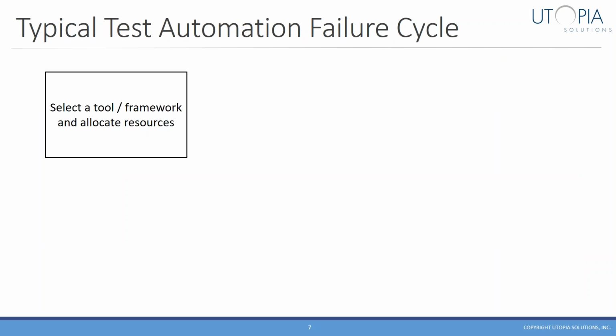So we talked about failure. Let's look at what a typical failure cycle looks like. I think it's eye-opening, especially if you're not in the trenches and not a practitioner. It's important for us to take a look.